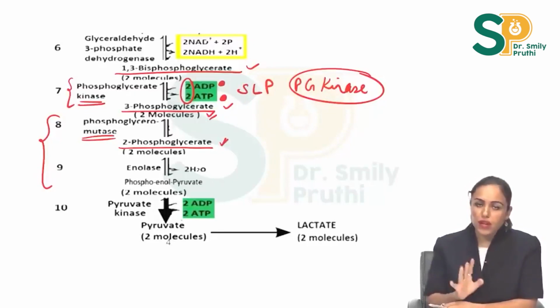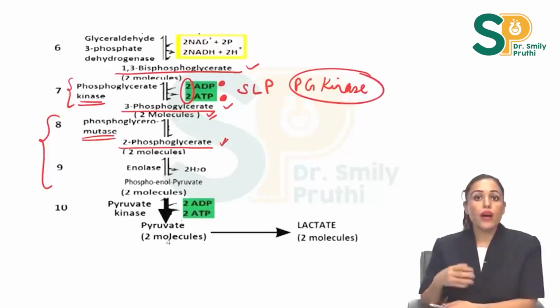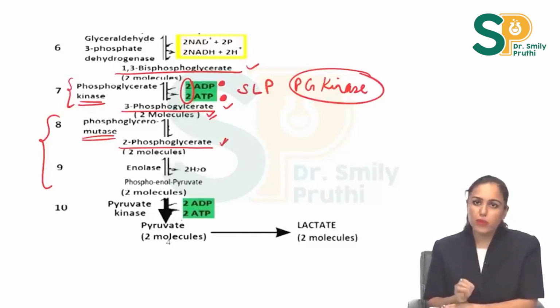Transfer is occurring, but within the molecule, intramolecular transfer is occurring, and whenever in cells intramolecular transfer is occurring, be it methyl group, sulfate group, phosphate group, the enzyme used is always mutase, and mutase belongs to the isomerase category, that is EC number 5, not EC number 2. Be careful with this.